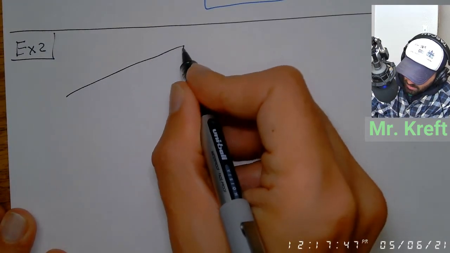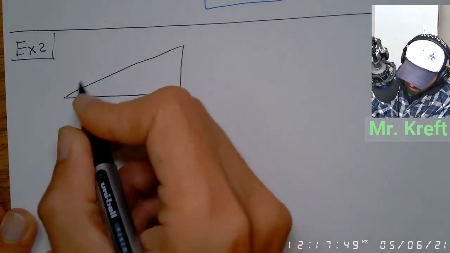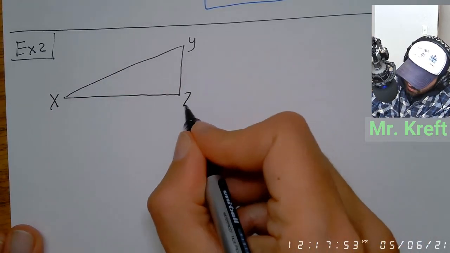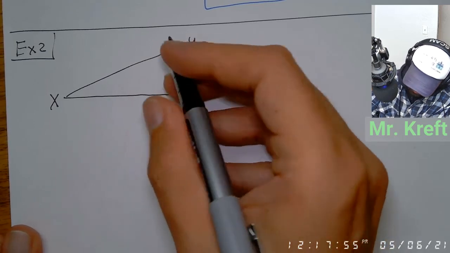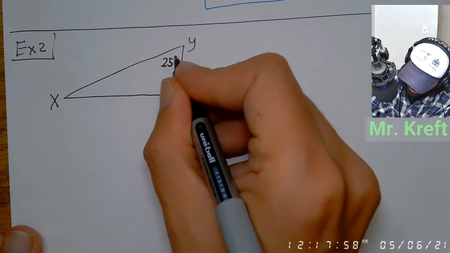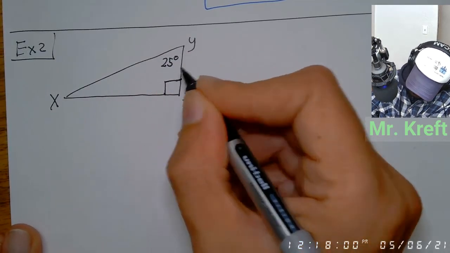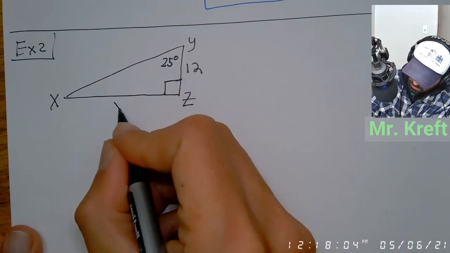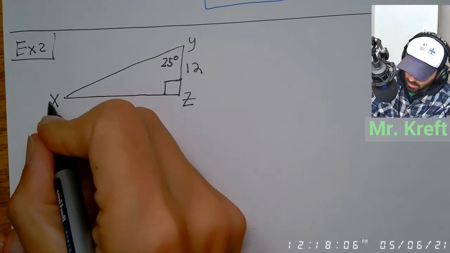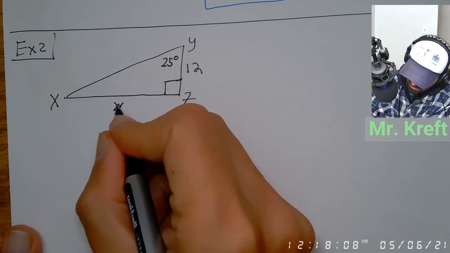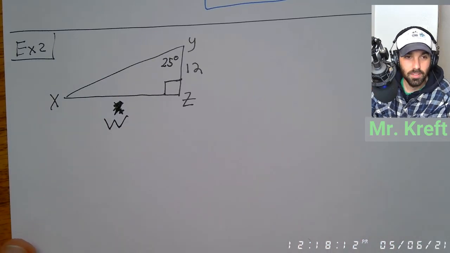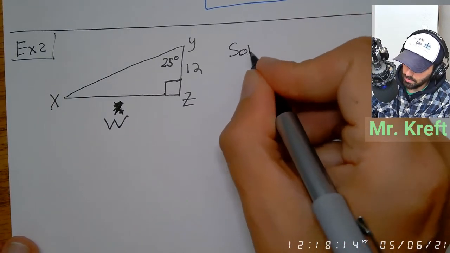So I'm going to have a different triangle. So I'm going to call this one X, Y, and Z. I'm going to call this 25 degrees, this 90. I'm going to call this 12, and this X. Oops, I probably shouldn't call it X. Let's call it W. Okay, so we're going to solve for W.